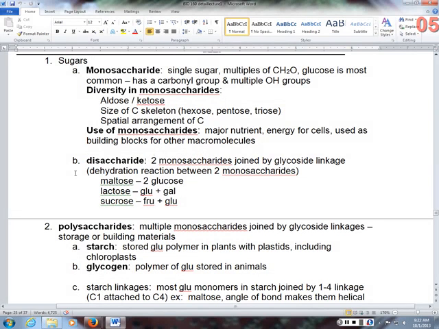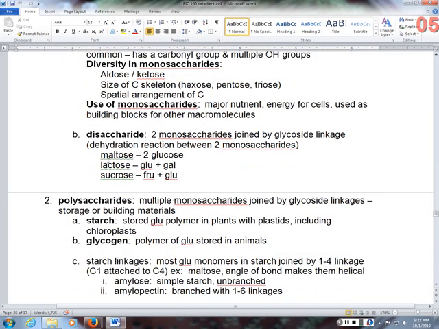A disaccharide is where you have two monosaccharides that get joined by a glycosidic linkage. Basically, you have a dehydration reaction. You would want to know what these disaccharides are. These are the really common things that you'll run into all the time. Maltose, sometimes called malt sugar, is made up of two glucoses. Lactose, your milk sugar, is a glucose and a galactose. And sucrose, which is table sugar, is fructose and glucose.